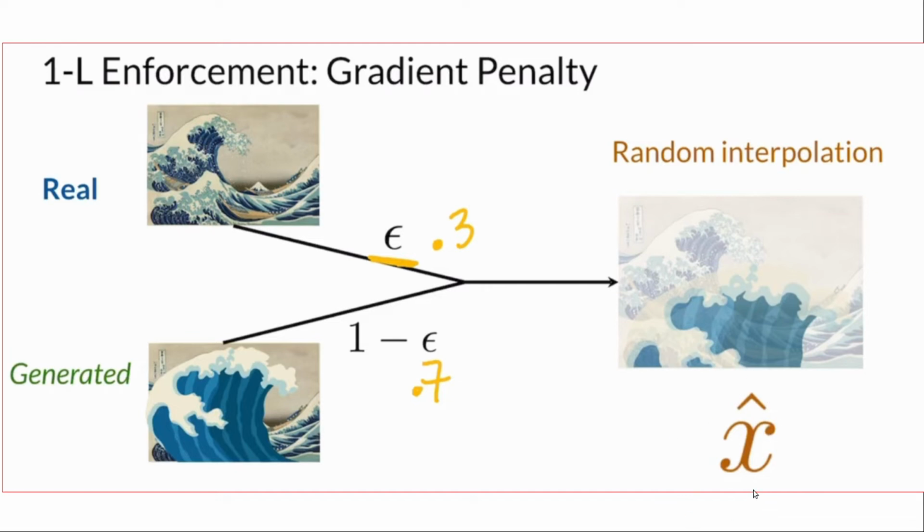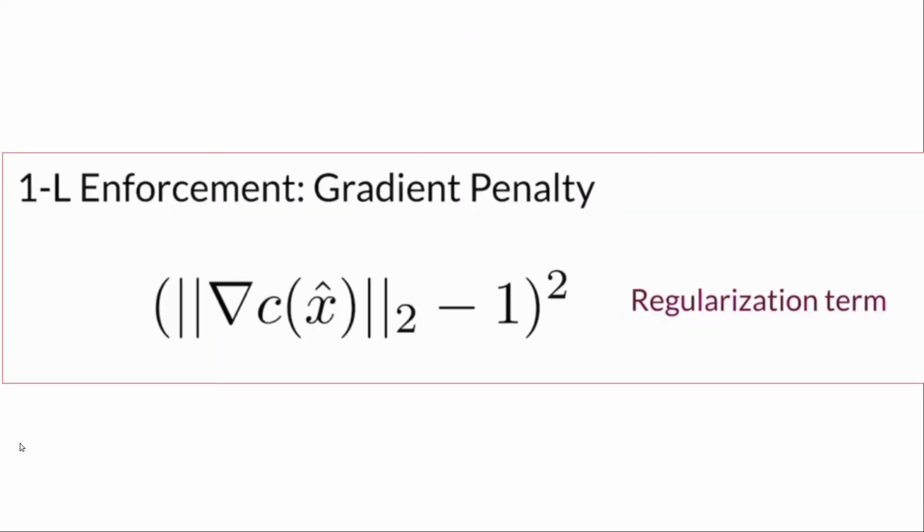Let's call this random interpolated image x hat, and it's on x hat that you want the critic gradient to be less than or equal to 1. And here is a mathematical expression of the regularization term for capturing what's happening here. So the critic is applied on the x hat. Rather, the x hat is passed as an input to the critic function, and then you get the gradient of the critic prediction on x hat, and then you take the norm of that gradient and you want the norm to be 1.